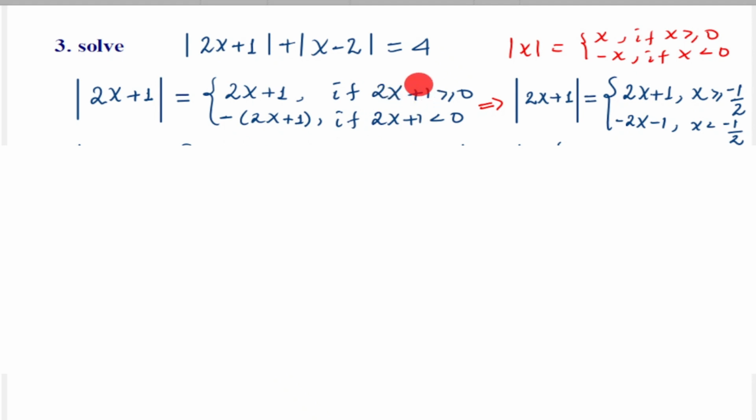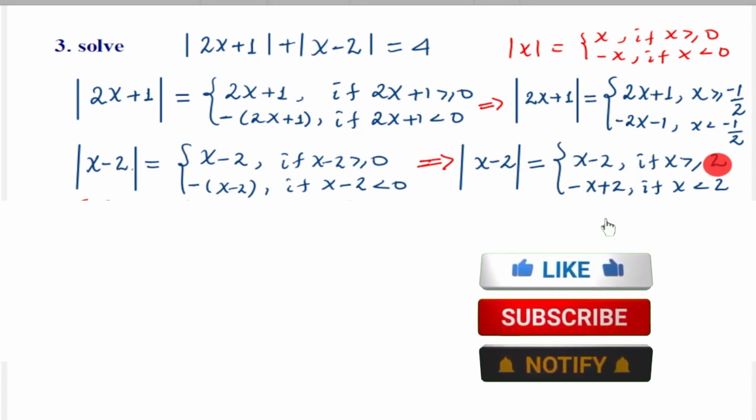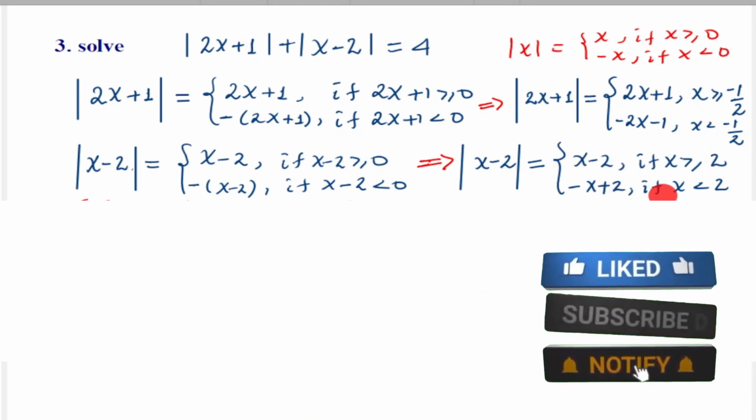And when we solve for x, we get the absolute value of 2x plus 1 is equal to 2x plus 1 if x is greater than or equal to minus 1 over 2. And when we multiply by negative, we get minus 2x minus 1 if x is less than minus 1 over 2. The absolute value of x minus 2 is equal to x minus 2 if x minus 2 is greater than or equal to 0, and minus of x minus 2 if x minus 2 is less than 0. And when we solve for x, the absolute value of x minus 2 is equal to x minus 2 if x is greater than or equal to 2, and minus x plus 2 if x is less than 2.